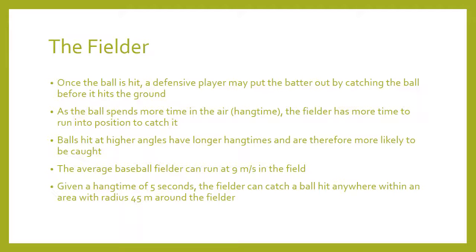The average baseball fielder can run at a speed of about 9 meters per second. Thus, if the ball has a hang time of 5 seconds, the fielder can catch it if it falls within 45 meters of his original position.